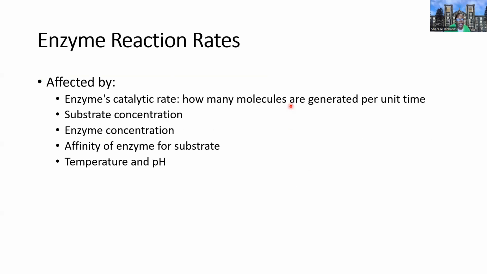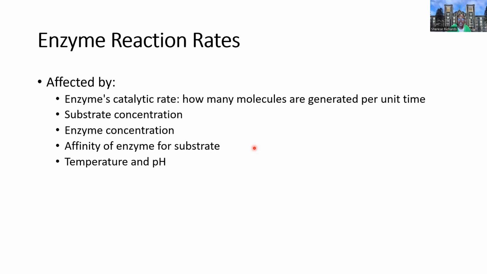Let's look at the enzyme reaction rate, and the way that we can modify or regulate the speed of reactions. These can be affected by several different factors. First is the enzyme's innate catalytic rate: how many molecules can be generated per time? Another factor is the substrate concentration. If we have lots of substrate, we're going to have a faster rate of that reaction.